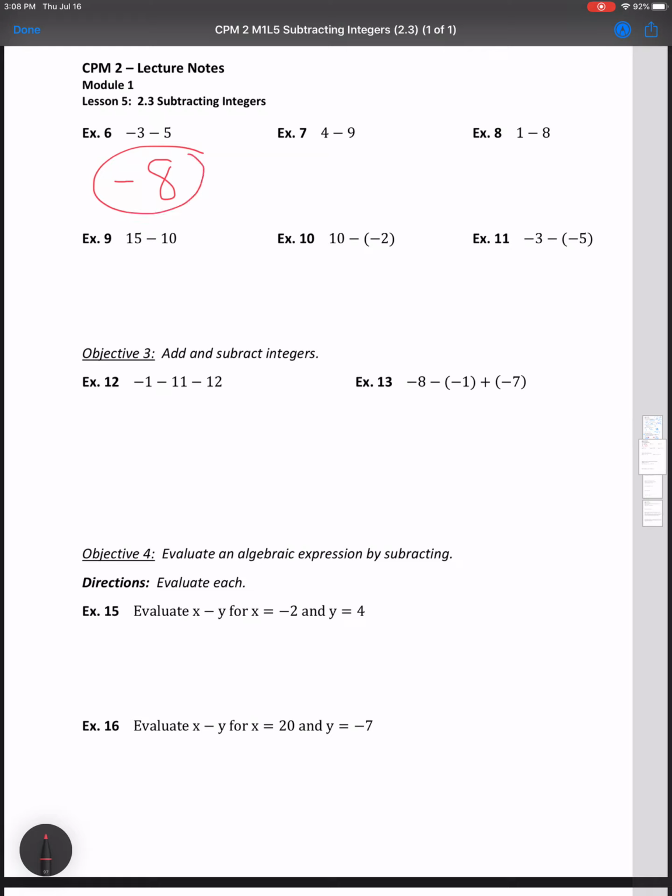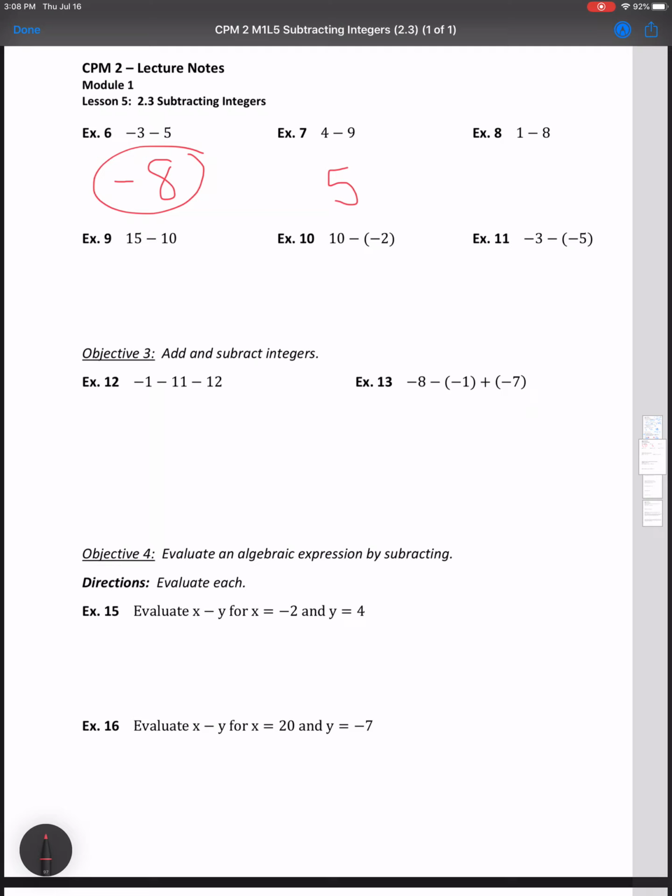Check out example 7, 4 minus 9. Same sign or different signs? This time, they are different, right? Because what you see directly in front is not the same thing. 4 is a positive. 9, that minus sign, is a different sign than what 4 has. So they are different. So what we're thinking is subtract.